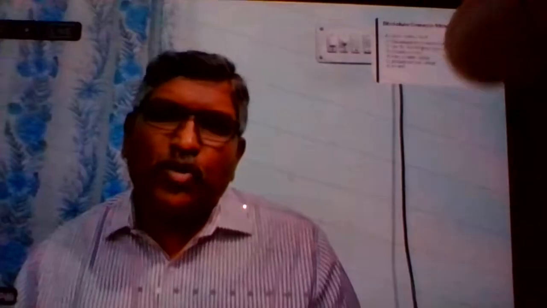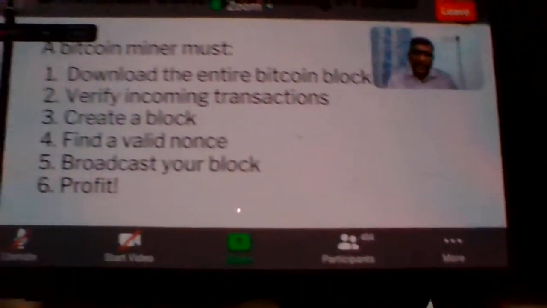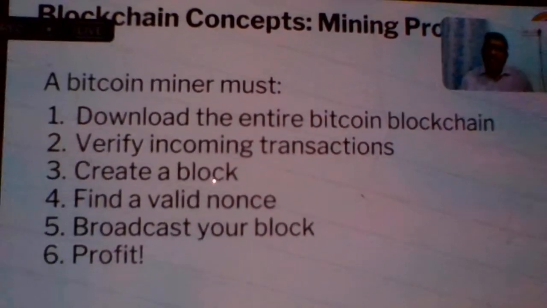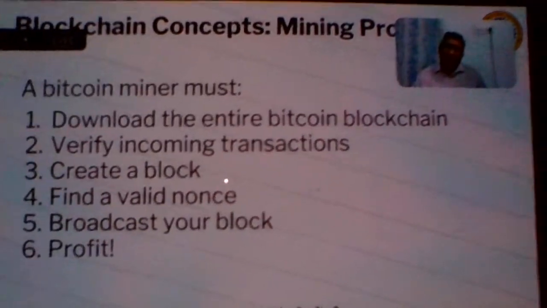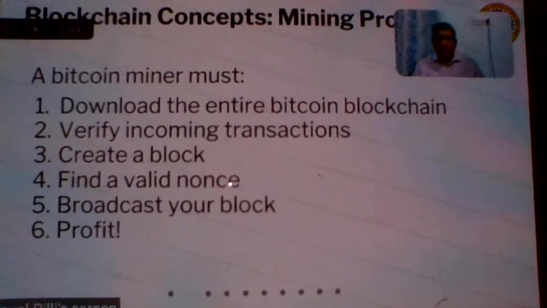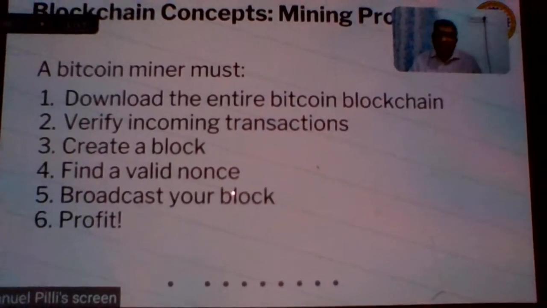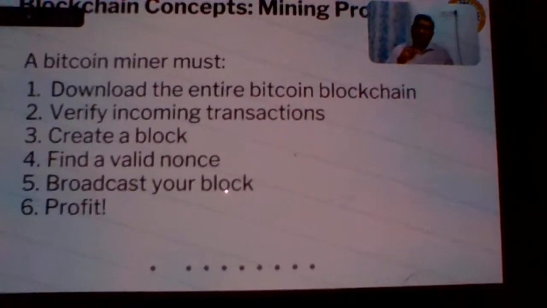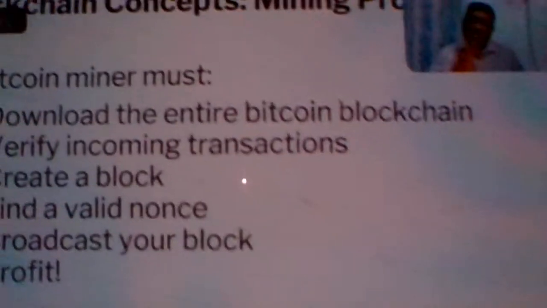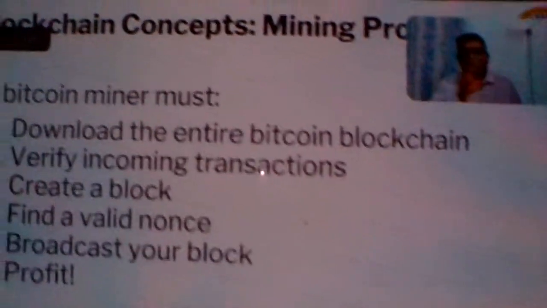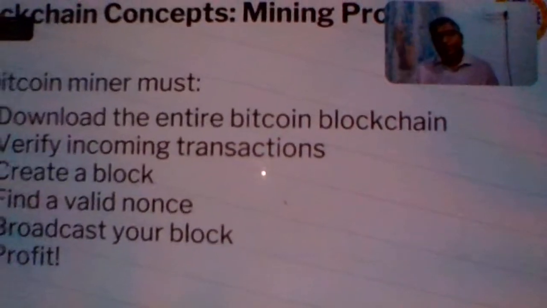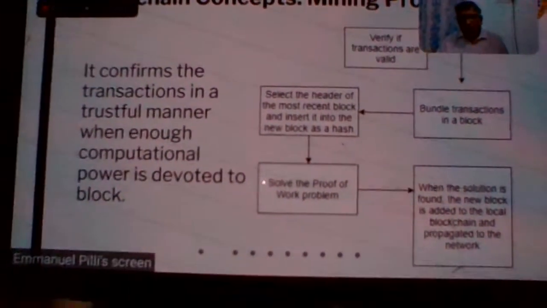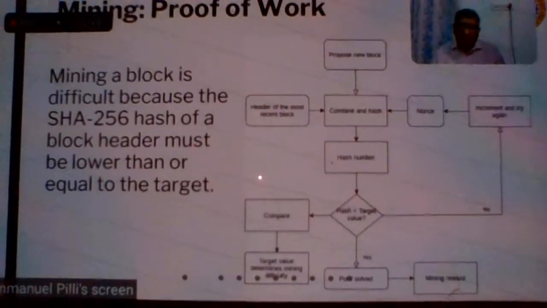So if you want to really go ahead and manage these things, you need to download the entire Bitcoin blockchain. In fact, it can be not only Bitcoin, but anybody's. If you want to do this whole process, you have to look at the incoming transactions and then create a block, find the nonce. That's what I was talking about, right? First you find the transactions, create the Merkle root, then find the nonce, then broadcast the block, and if the block is accepted, you get your profit, right? So this is the mining process, which I think must have been discussed.